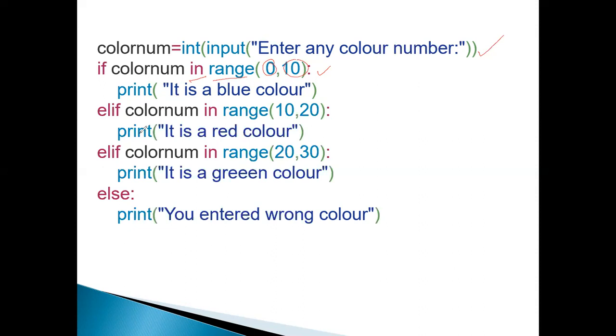Print it is a blue color. Elif same in range with elif command 10, 20. Okay, this is the initial value, this is the ending value. Then print it is a red color. Elif color num is in range. So range basically takes the initial value and ending value. 20 is the initial value, 30 is the ending value. Then print it is a green color. Else print you entered wrong color.